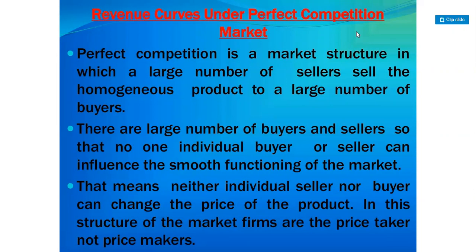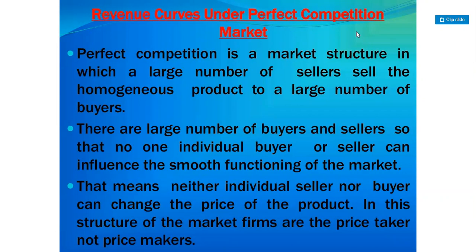So first of all, we will discuss the revenue curve under perfect market competition. Perfect competition is a market structure in which a large number of sellers sell a homogeneous product to a large number of buyers. In perfect competition, there are a large number of sellers and buyers, and they are selling homogeneous products. They can enter the market and exit the market, without any rules and regulations. There are no restrictions.